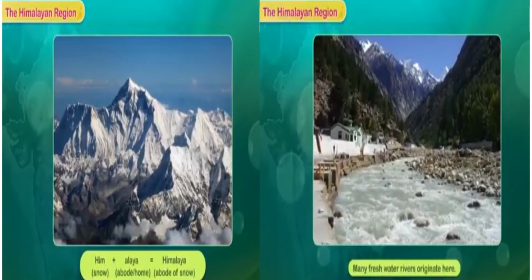So, children, the Himalaya term is derived from the Sanskrit word that is him plus alaya. Him means snow and alaya means home. So Himalaya is home of snow.